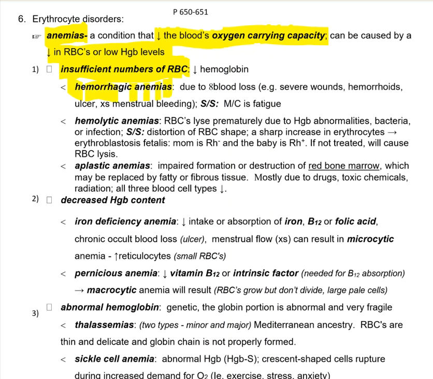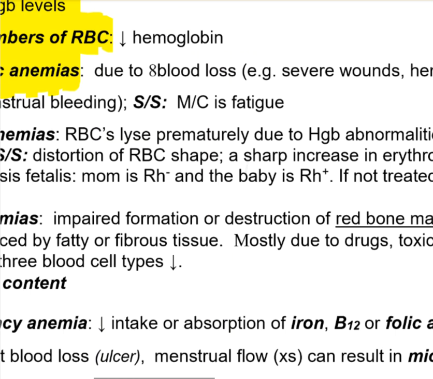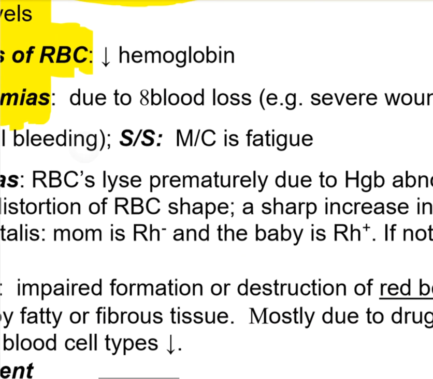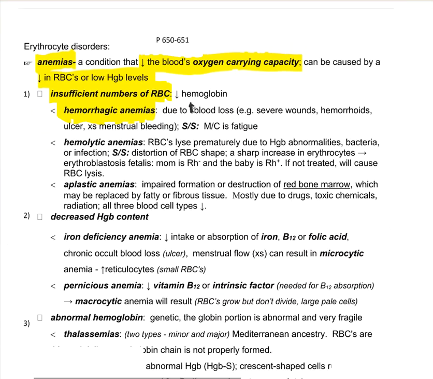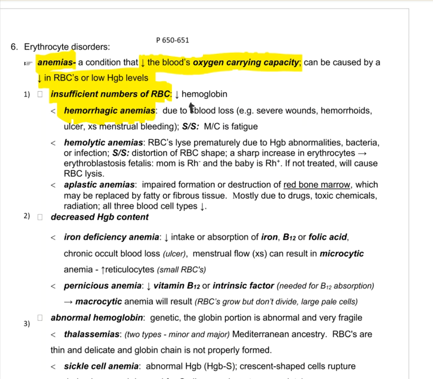Hemorrhagic anemia. Well, a hemorrhage means that we're losing blood. This is supposed to be an up arrow here. Let's make that an up arrow. Sorry about that. There we go. Due to increased blood loss. So we want to think of things like a severe wound, hemorrhoids, ulcers, extreme menstrual bleeding. SS stands for signs and symptoms, and the most common symptom is fatigue.